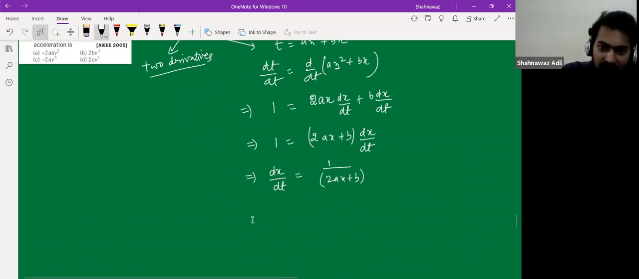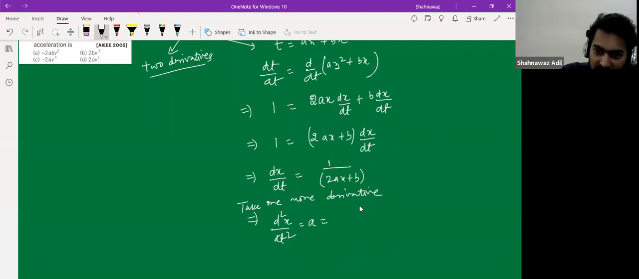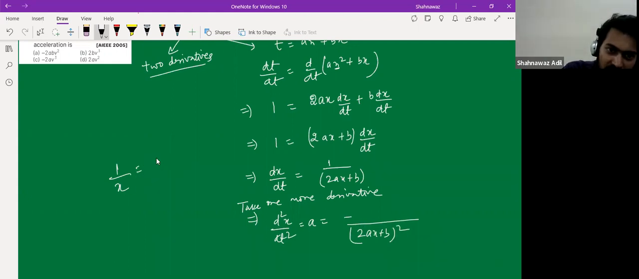Okay. Yes, sir. And to calculate the acceleration, you will have to take one more derivative. So this will be d²x by dt², which is the acceleration. This is again 1 over something, 1 over, let's say, x. So this is minus of (2ax + b)², right? So this is x to the power minus 1, so minus x to the power minus 1 minus 1, so minus 1 of square, right? So this is like this.